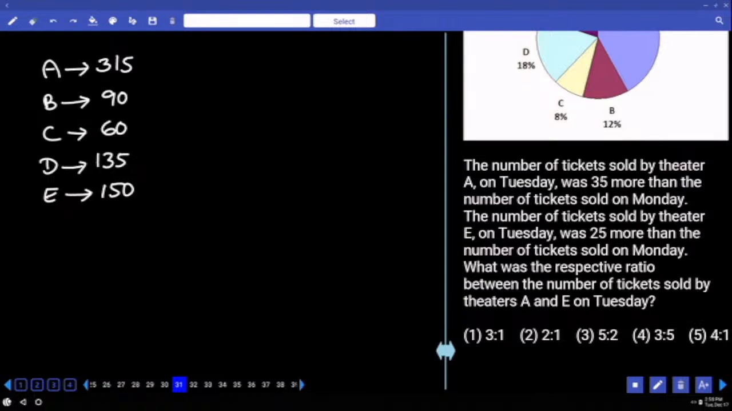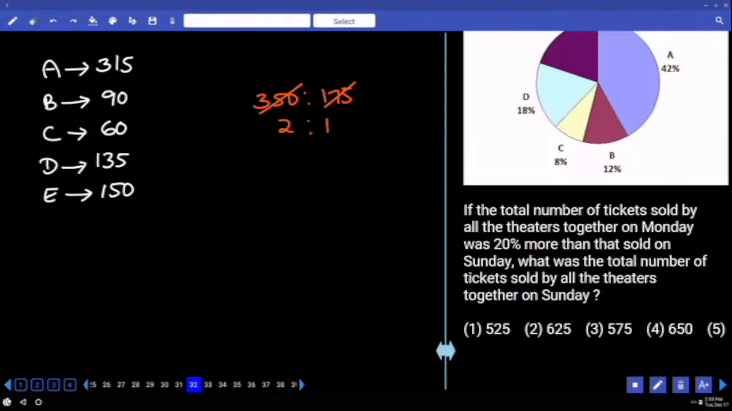Monday how much? 315. 35 more means 350. Number of tickets sold by theatre E on Tuesday is 25 more than on Monday. Monday E enta? 25 more means... asked to find the ratio of A and E on Tuesday. 175, 2 times on the answer. That's it. 2:1 is the answer.